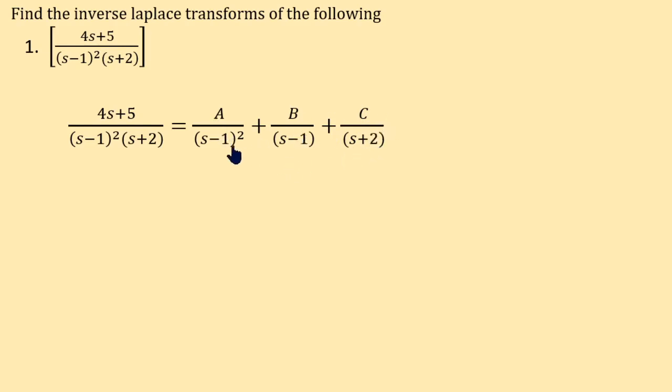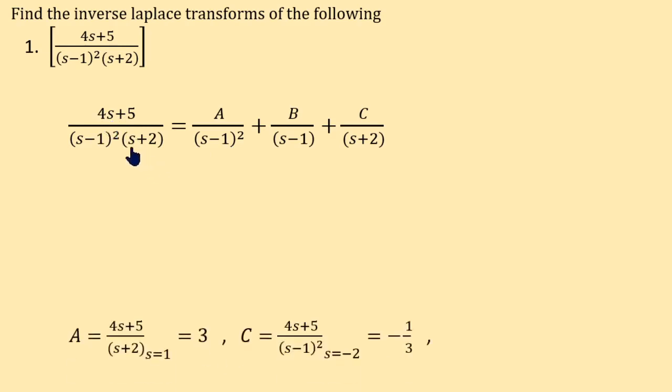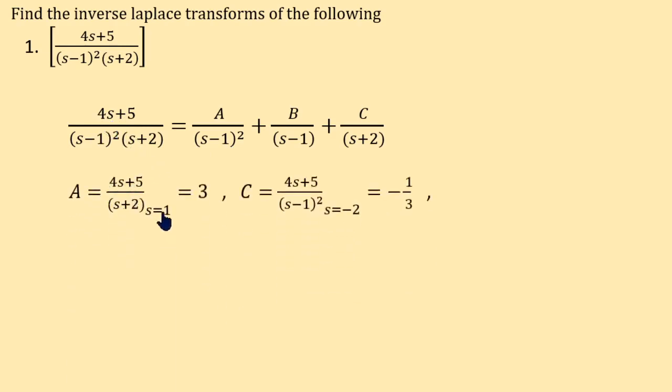Now to find a, b, c. See this, the denominator of a is s minus 1 whole square. So close this in the left hand side, and the denominator of a becomes 0 when s is 1. Put s equal to 1 in the remaining terms. That means 4 into 1 plus 5 by 1 plus 2. So when s equal to 1, it is 9 by 1 plus 2, which is 3. 9 by 3 is 3.